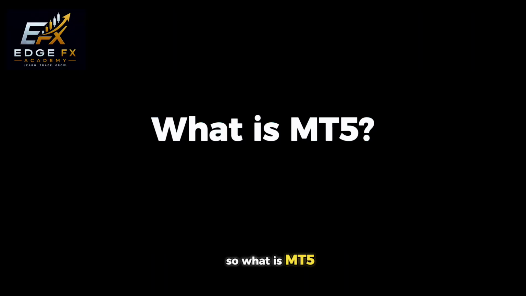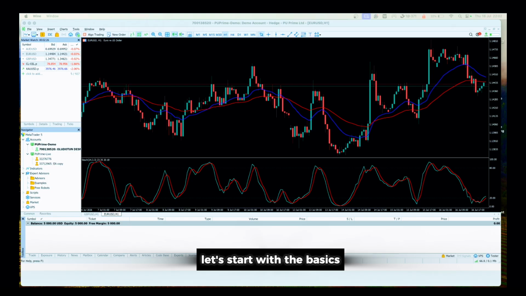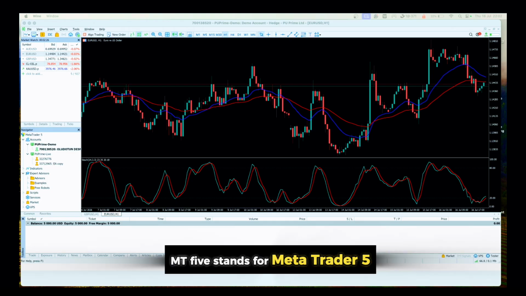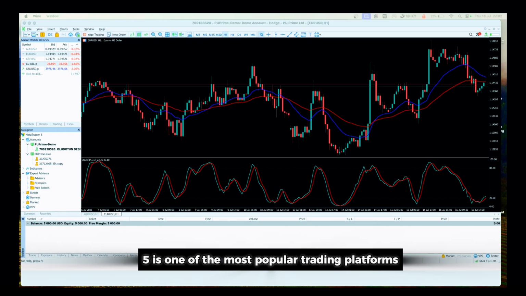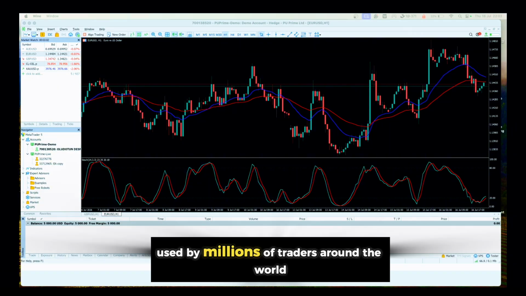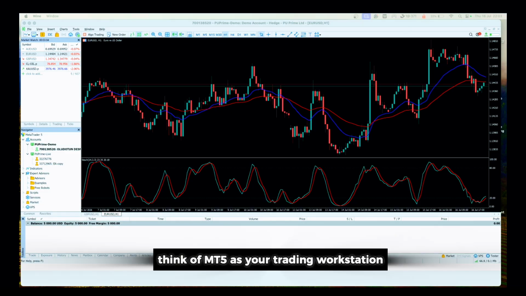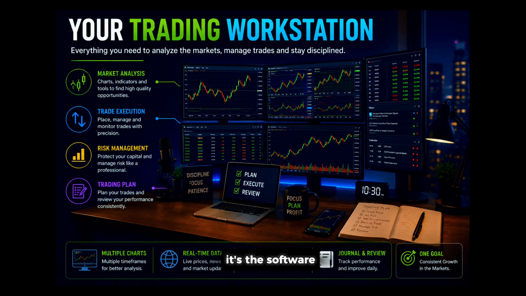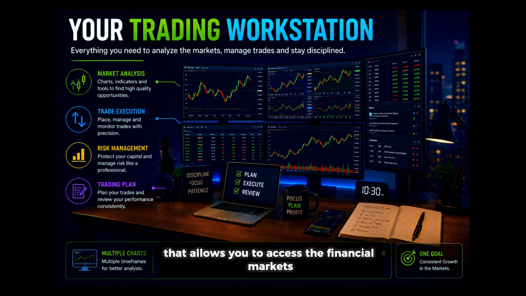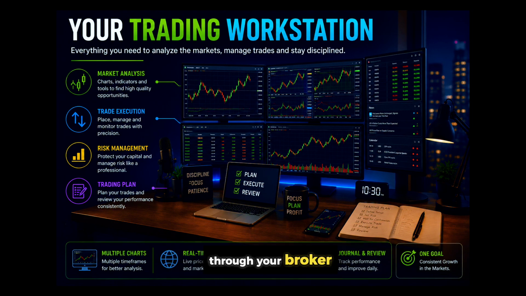So what is MT5? Let's start with the basics. MT5 stands for MetaTrader 5. MetaTrader 5 is one of the most popular trading platforms used by millions of traders around the world. Think of MT5 as your trading workstation. It's the software that allows you to access the financial market through your broker.